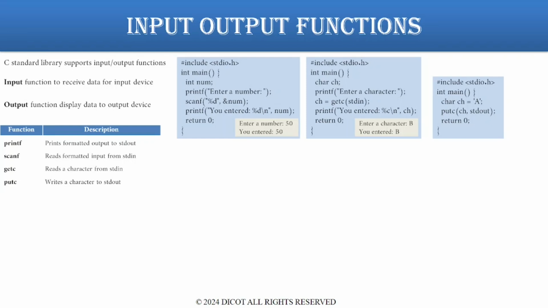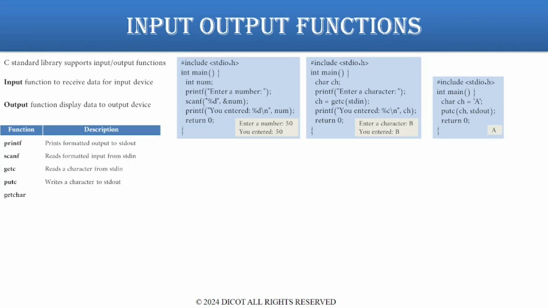Here the putc function receives two arguments, the character to be displayed and stdout, used to specify that the standard output is to be used for displaying the data. The output of this program is A.